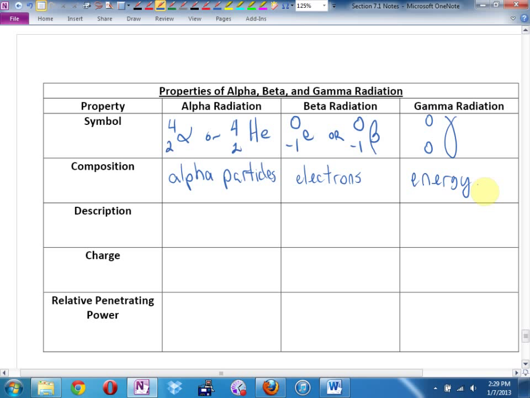Skip the description. Charge. Alpha particle has a charge of 2 positives. Why? It's 2 protons. Beta particle has a charge of 1 negative. Why? It's an electron. Charge and energy, 0.